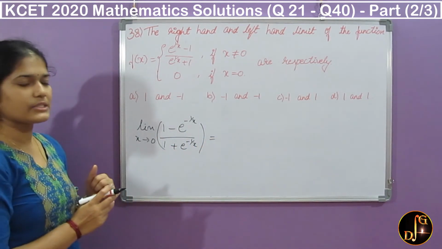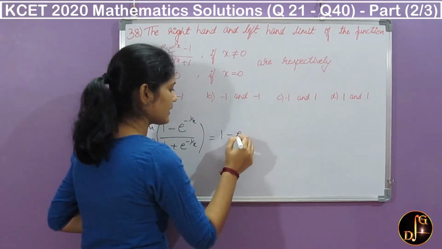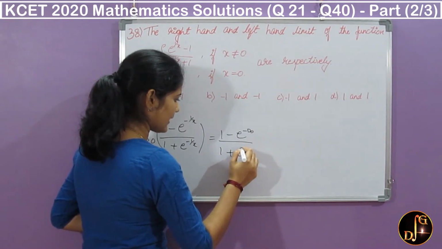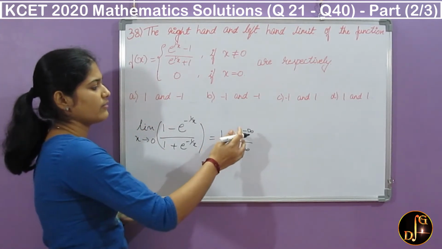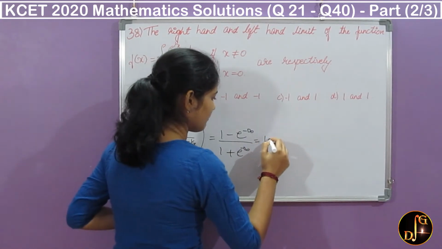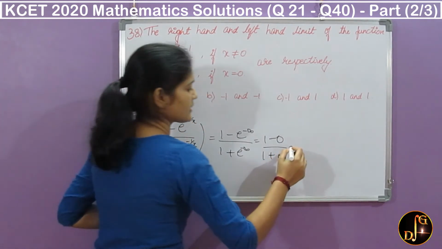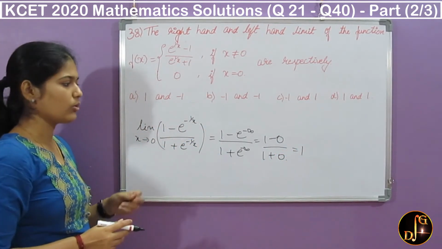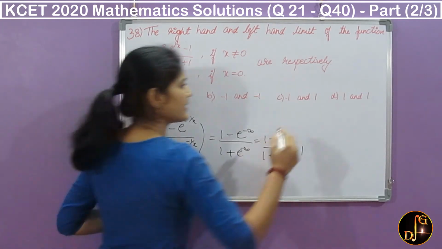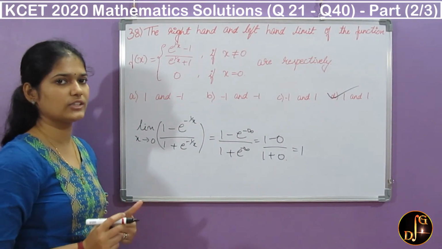Now if we substitute x is equal to 0, then we will get 1 minus e power minus infinity divided by 1 plus e power minus infinity, right? What is e power minus infinity? That is 0. So it will be 1 minus 0 divided by 1 plus 0. That is equal to 1. Both left hand and right hand limit are equal to 1. So the correct answer is option D, right? Now let's move on to the next problem.